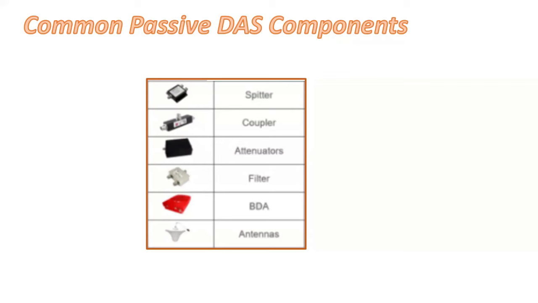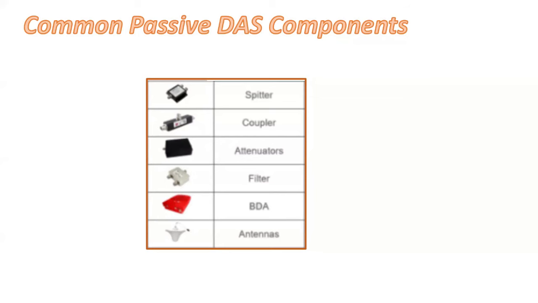Then we have this filter. It is used to separate bands from each other. Then we have this BDA. It amplifies the signals and then rebroadcasts them. And a filter is also called a duplexer, right? A duplexer is a passive filter component with three ports, and it enables the sharing of a common antenna between two different frequency bands. Then we have this BDA, which can amplify the signals and then rebroadcast them.